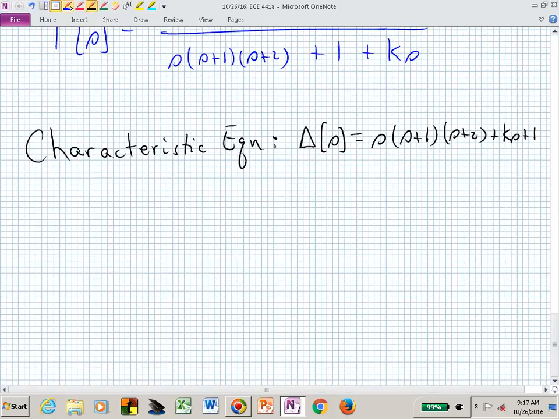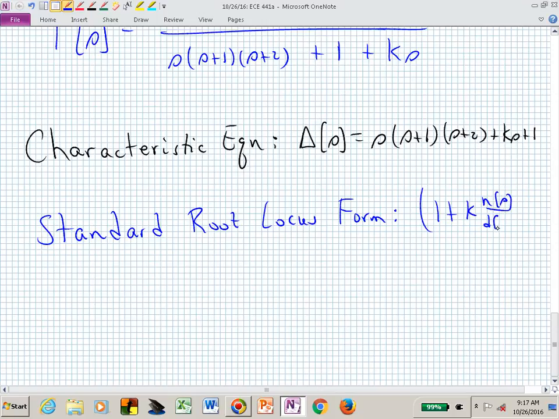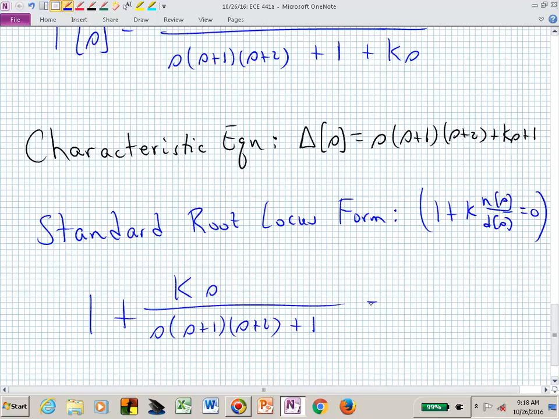And how do I put it into the standard form? I want a 1 plus k n of s over d of s equaling 0. I'm going to set delta of s equal to 0, so really I'm looking for that right-hand side to be converted into something that looks like a 1 plus k times a ratio of polynomials. And I can do that by identifying all of the terms that contain the k, which is only 1, and dividing by everything else. So that I now have 1 plus k times s over s times s plus 1, s plus 2 plus 1. And that's going to equal 0.